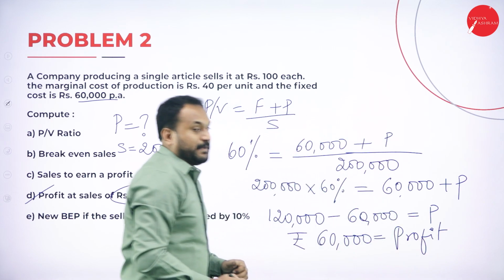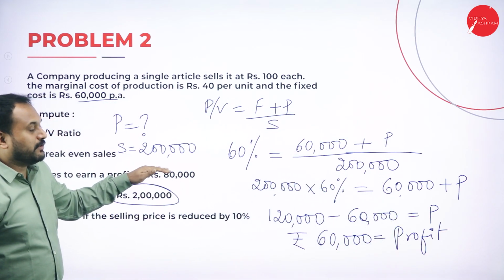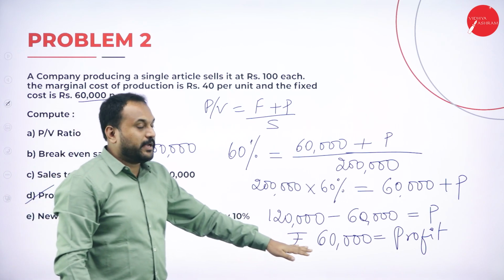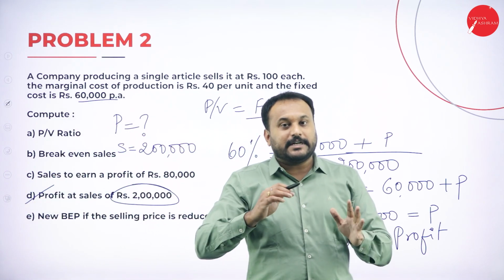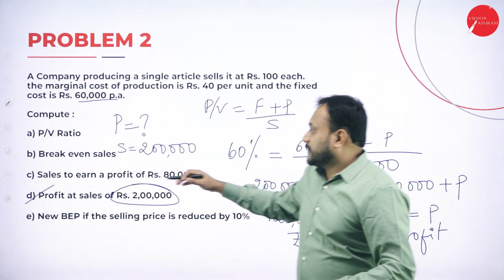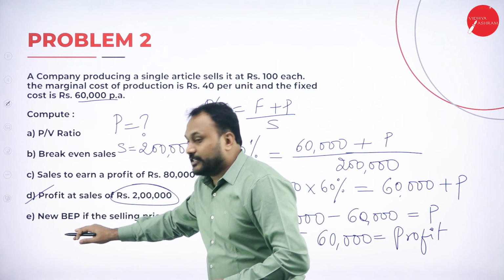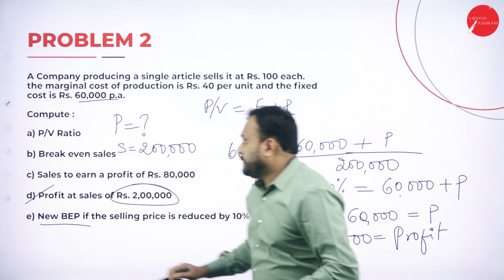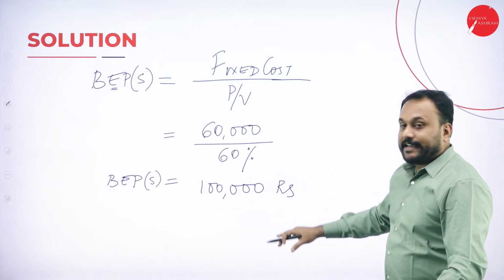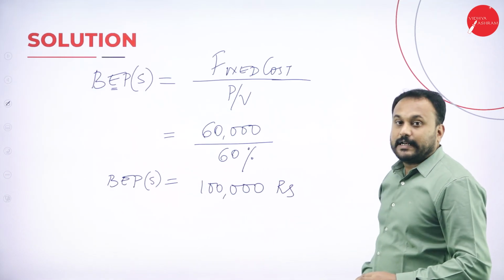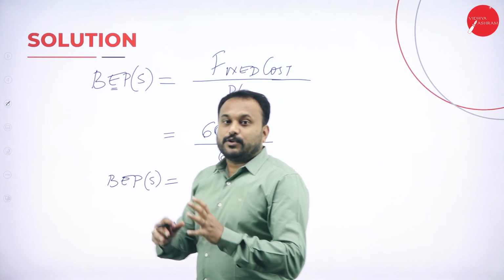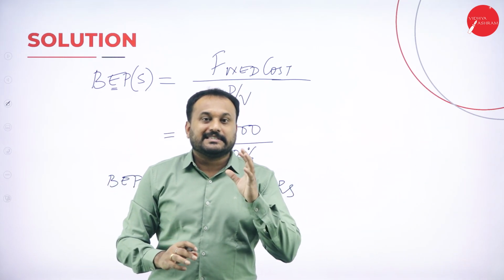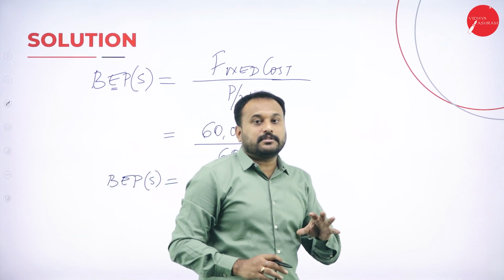So whenever I make a sale of 2 lakh, what will be my profit? My profit would be 60,000. So I'm done with my second, third, fourth also. Now let's go with the fifth one, that is new BEP. What is it? New BEP. Now understand here, BEP we have calculated, we got how much? 1 lakh.